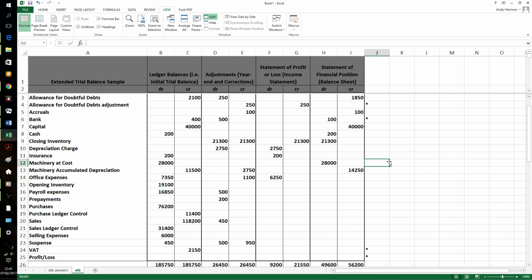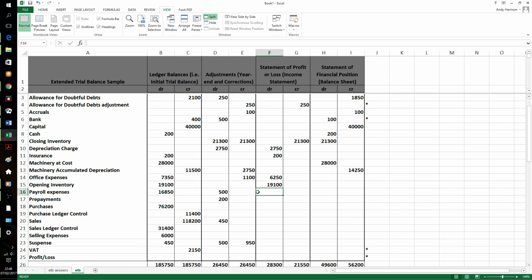And then our opening inventory, well, this asset will be credited in the statement of financial position and debited to the statement of profit and loss at the start of the year. So this is what we did at the start of last year, and it'll be added to our purchases to work out what we've actually used.